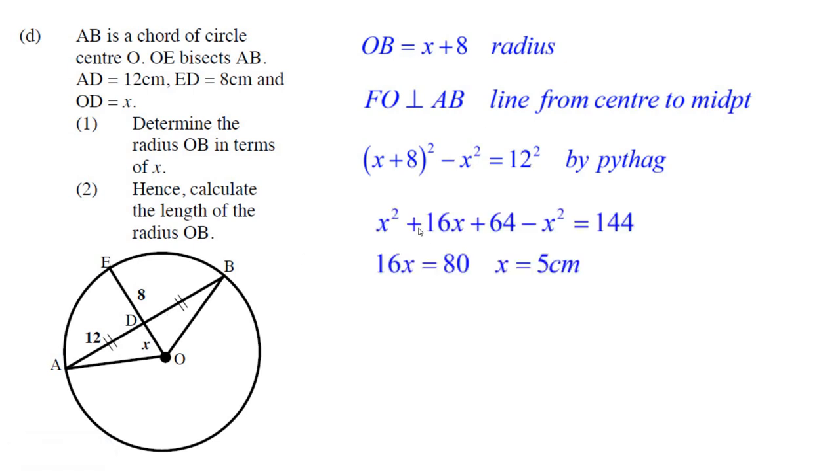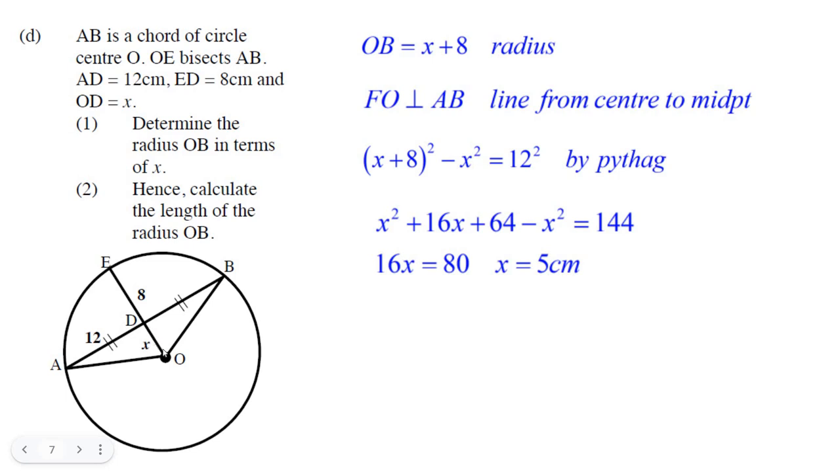Now let's just solve this. X squared plus 16x plus 64, minus x squared. Oh, 16x. That's nice. And then 64, take away 144 is 80. Divide by 16. We've got it. X is 5 centimeters.